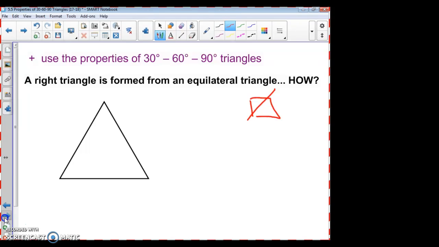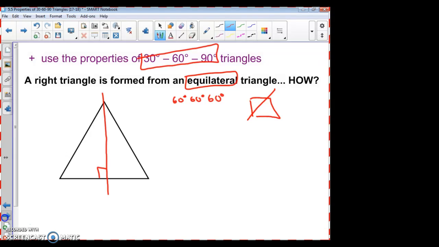So last class we looked at 45, 45, 90 triangles, and we took a square and cut it diagonally to form a 45, 45, 90 triangle. Today we're going to look at an equilateral triangle that has three 60-degree angles, and so we can form a 30, 60, 90 triangle by cutting an equilateral triangle in half by dropping down a perpendicular bisector, and so we now have a 90-degree angle, a 60-degree angle, and a 30-degree angle.